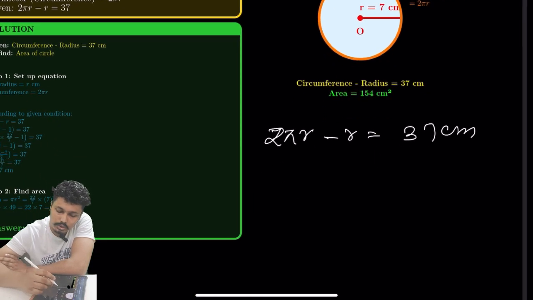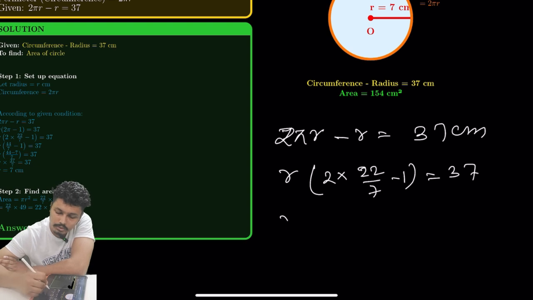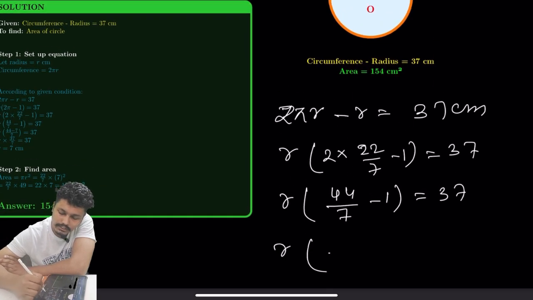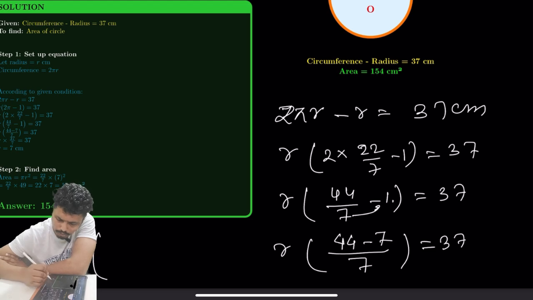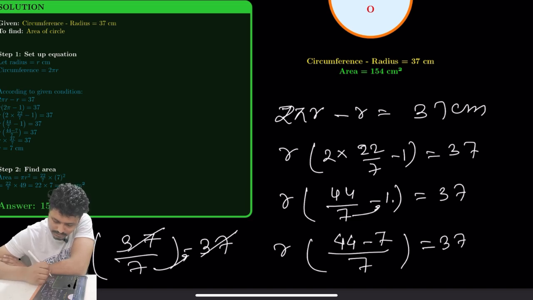is equal to 37 centimeter. So if I take r common, r into 2 into 22 by 7 minus 1 equal to 37. So r into 44 by 7 minus 1 equal to 37. If I take the LCM, I'll get 7 in the denominator. 44 minus 7 will go here, so it will be 37 by 7, equal to 37. Cancel 37. So r will be equal to 7, the 7 will go to this side and it will become 7.